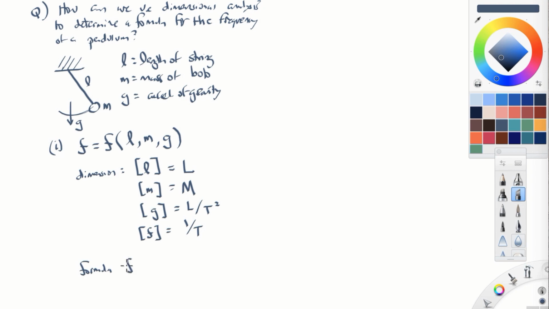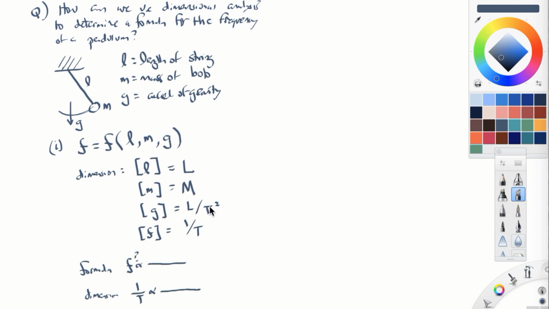So frequency should be proportional to some combination of these variables, and we want to know what combination we can form that has the correct dimension. The dimension of frequency is, like we said here, 1 over time. And so whatever we put on the right side of this formula has to have the same dimension as 1 over time. Well, what variables here have the dimension of time in them?